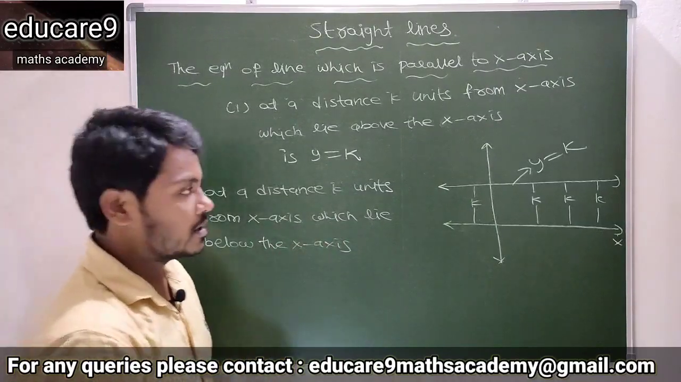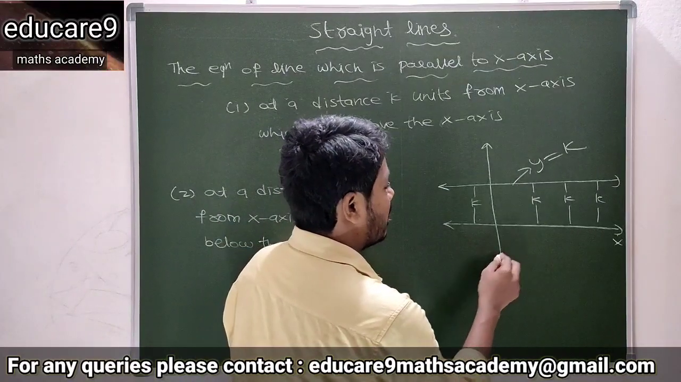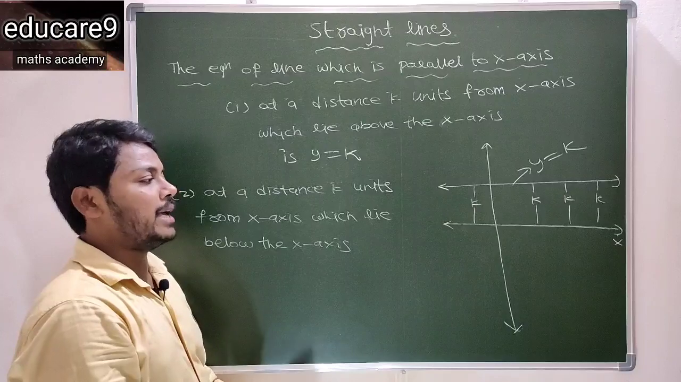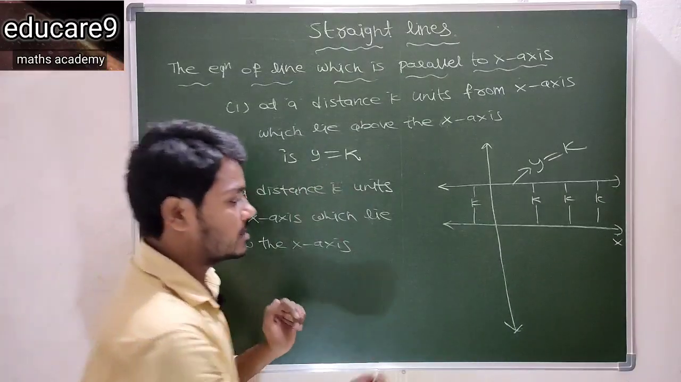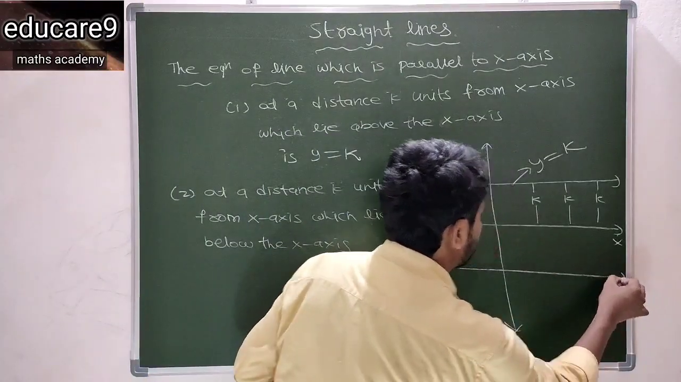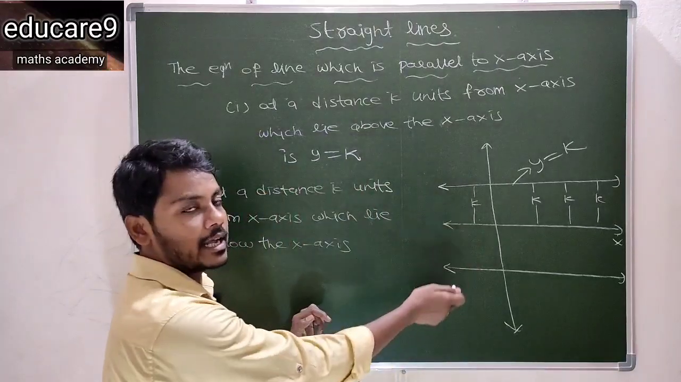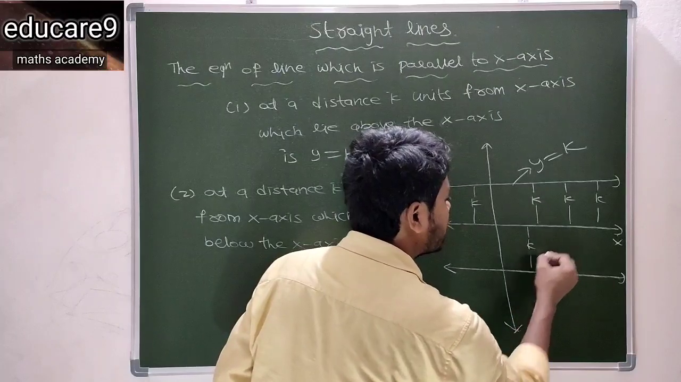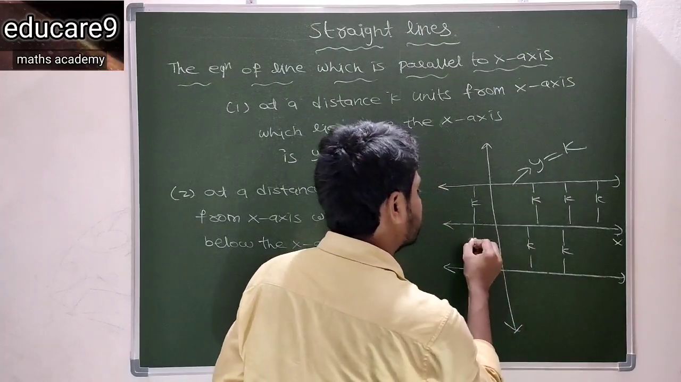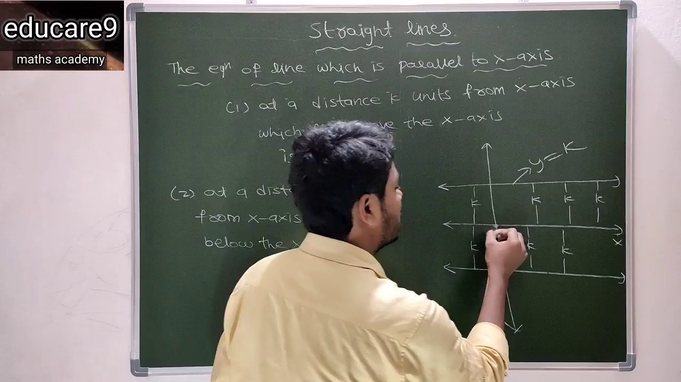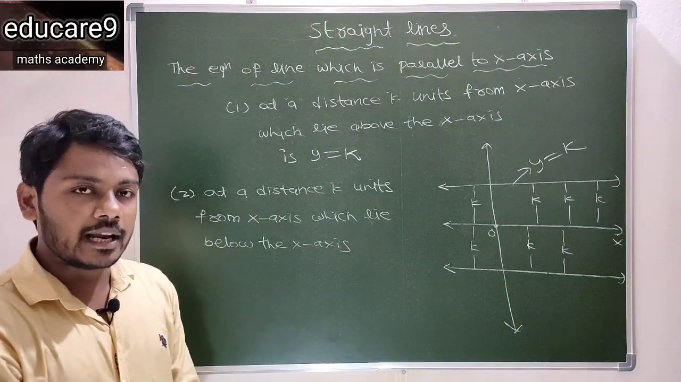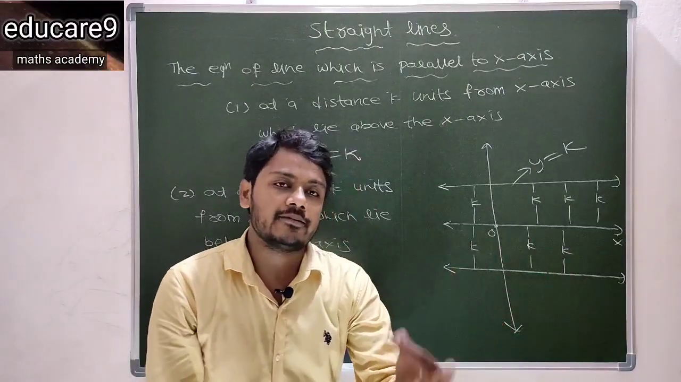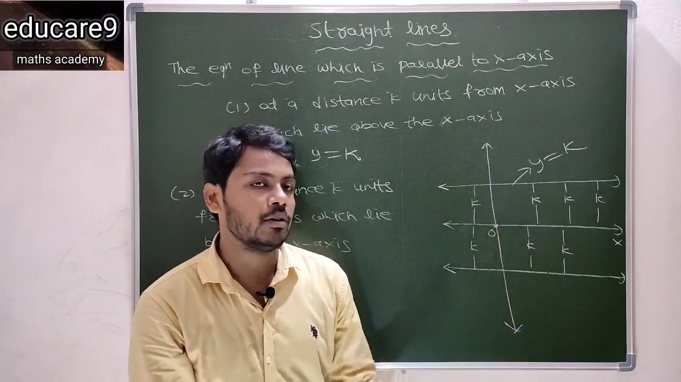Okay. So here, consider the coordinate axis and any line parallel to the x-axis and below the x-axis. Suppose this is the line parallel to the x-axis and below the x-axis at a distance k units. So this distance is k units. So clearly every y coordinate of this line has a fixed value. So what is that? k only.